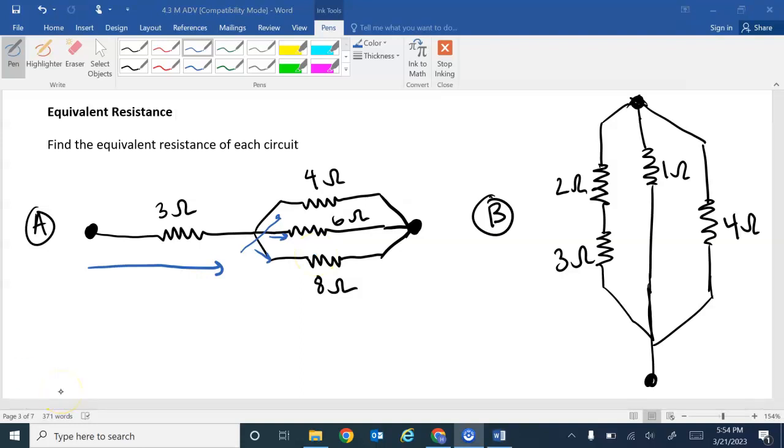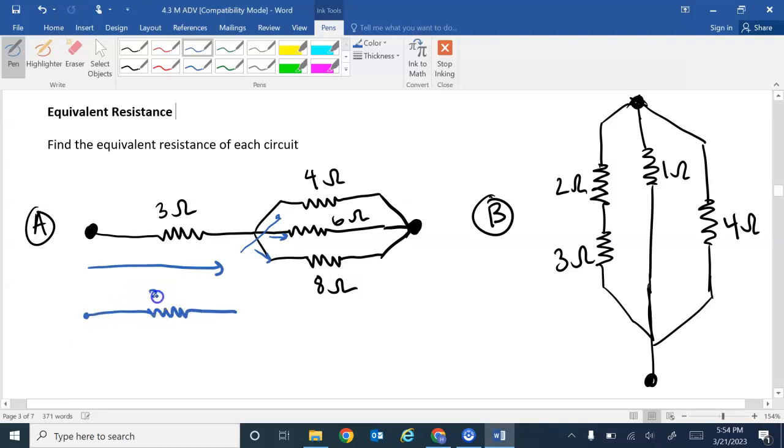Okay, since this circuit starts initially as a series circuit, we are going to redraw it as a series circuit to help us in our solving. For something to start as a series or parallel, it needs to have a resistor there. So we have a 3 ohm resistor right there in series. Now it splits into a parallel part, the 4 ohm, 6 ohm, and 8 ohm together.